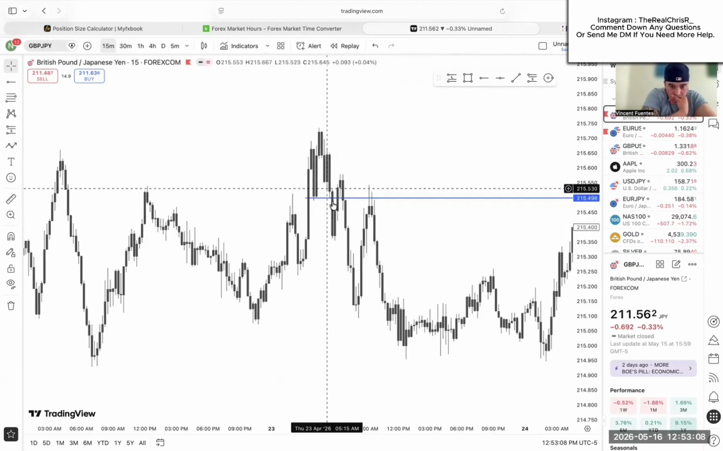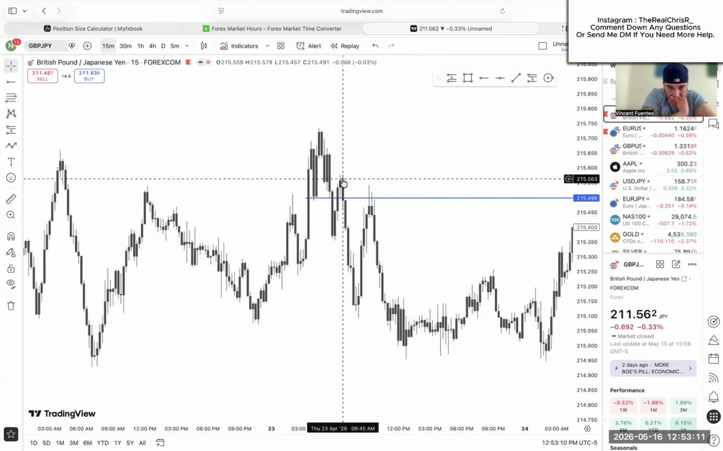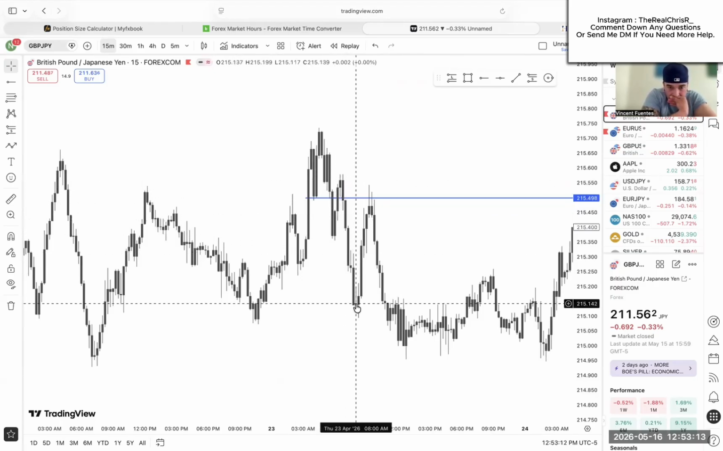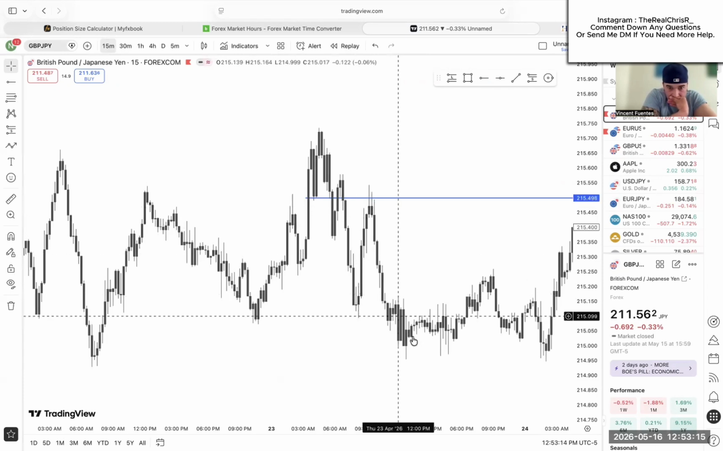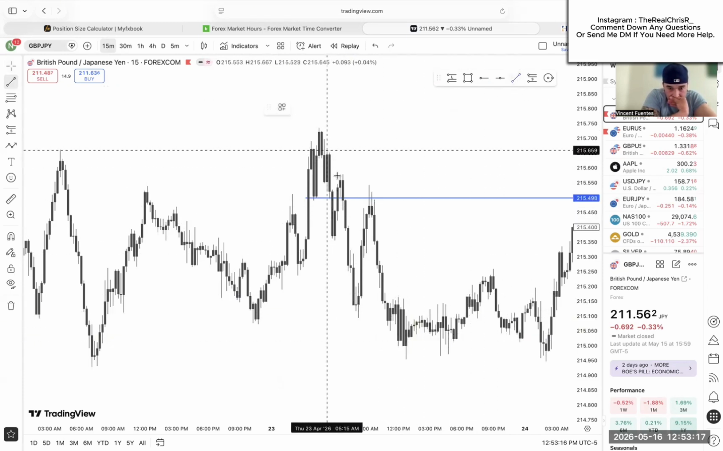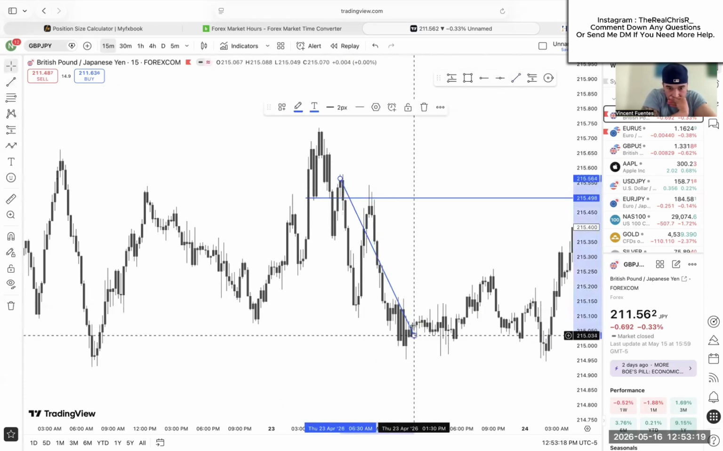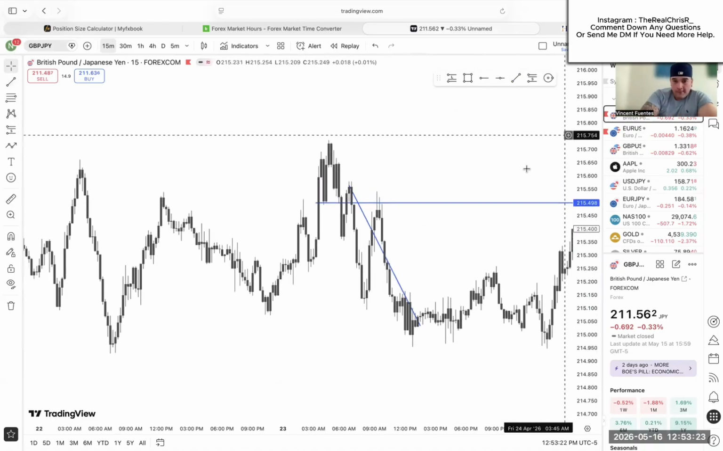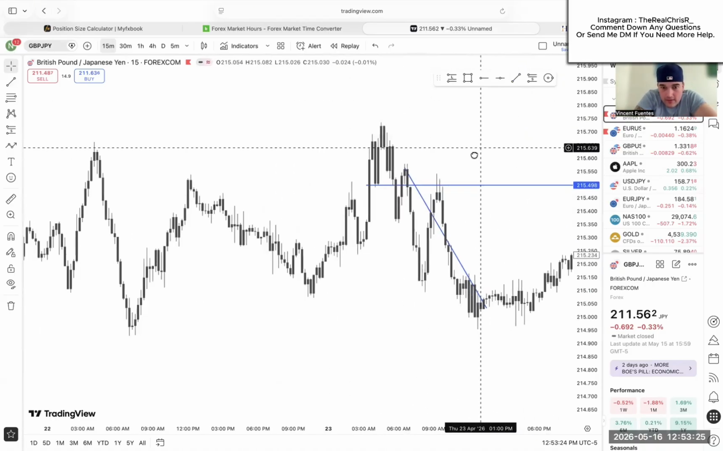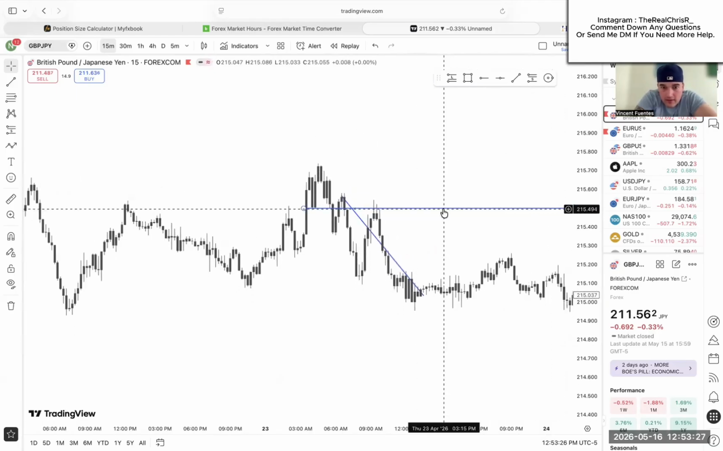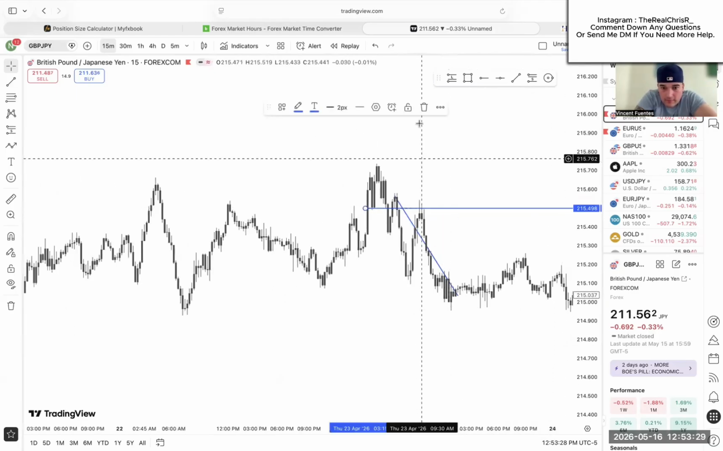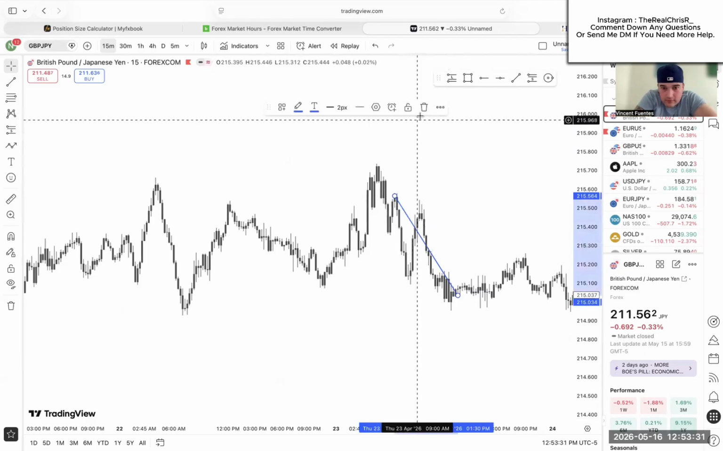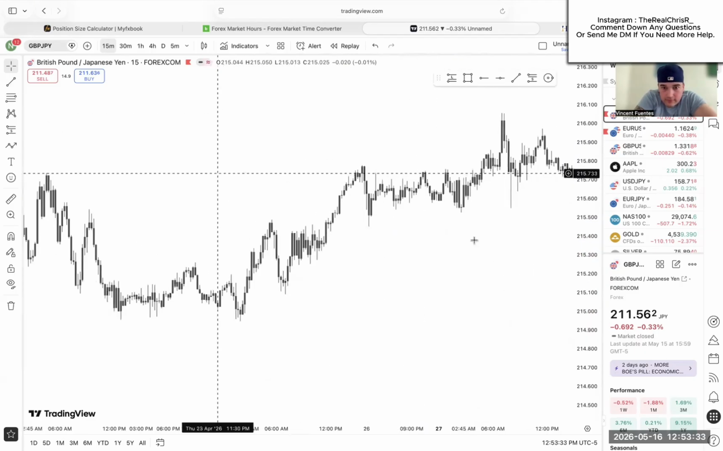What did it do? Created a lower low, a lower high, lower low, lower high, lower low. It transitioned back into sales when it broke this structure. So markets can break structure, and that's a sign that it's going to transition back into sales.